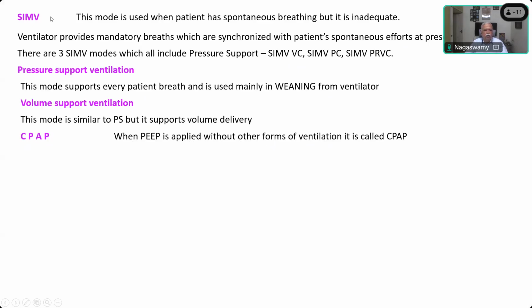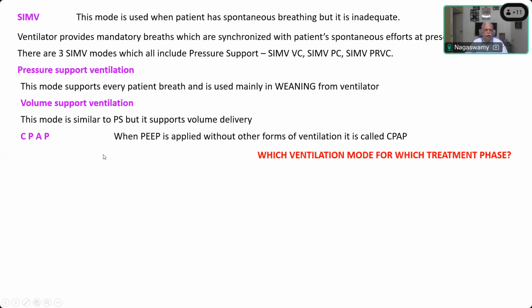That is, no pressure support, no volume support. Here the dependence is mainly on the patient's own spontaneous respiration, where some amount of pressure is applied to the airway continuously, both during inspiration and expiration.